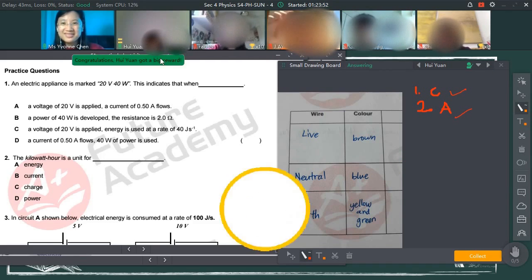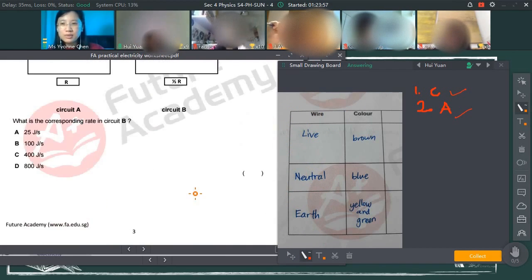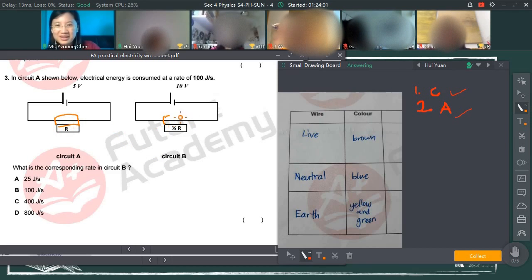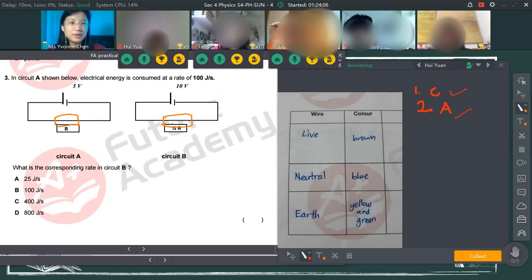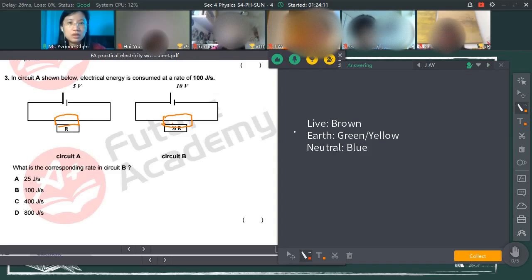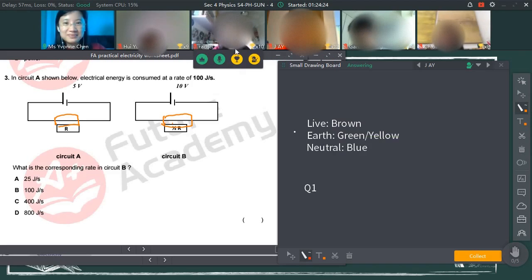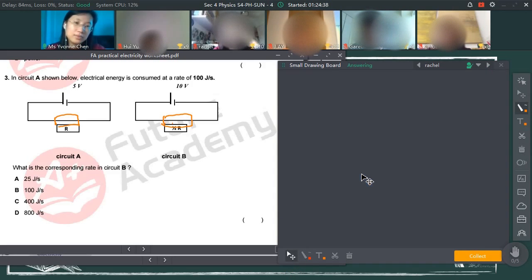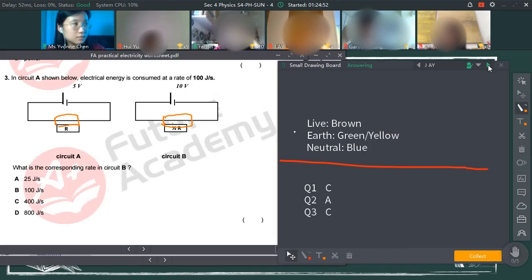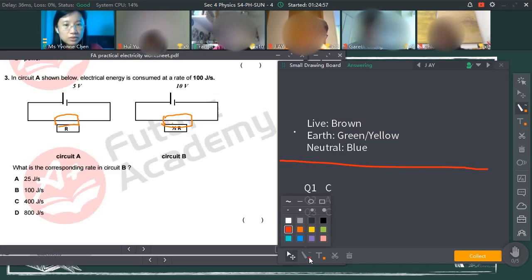Huiyuan, you did a good job. Both questions are correct. You can now move on to question three. Oh, sorry, my question three. So the R is supposed to be here. Okay. Good effort, Huiyuan. Jonathan, you may want to write down your answer for question 1, 2, 3 on the drawing board so I can check for you. Rachel, can you please upload your working? Jonathan, last question not correct.